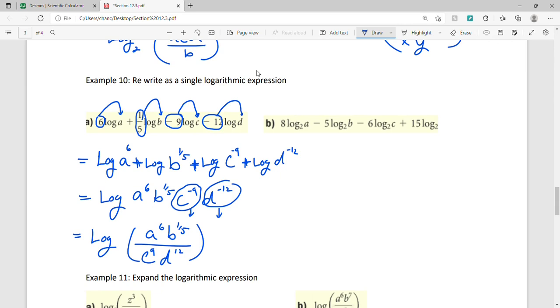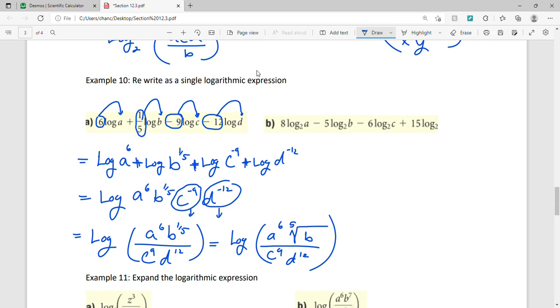This is a good solution. We could also write b to the 1/5 as a radical. So we could write our solution as a to the 6th, the 5th root of b divided by c to the 9th, and d to the 12th. Both of these answers are good. One is in exponent form and the other one is in radical form. Either answer is acceptable.